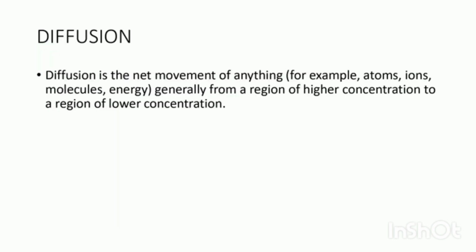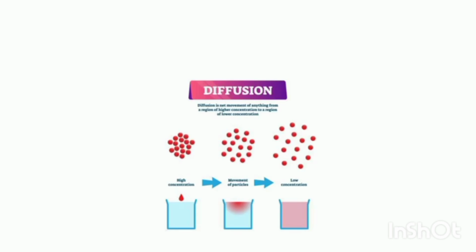Now, what is diffusion? Diffusion is the net movement of anything, for example atoms, ions, or molecules, from a region of higher concentration to a region of low concentration. In diffusion, there is nothing like a semi-permeable membrane. For example, if somebody has sprayed a nice perfume, the good smell will transfer through diffusion, as illustrated in the diagram below.